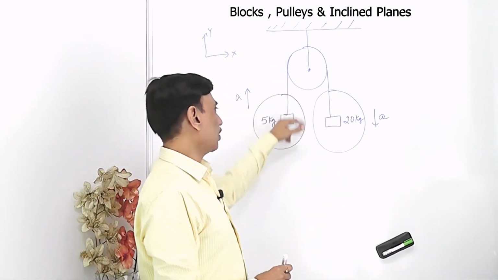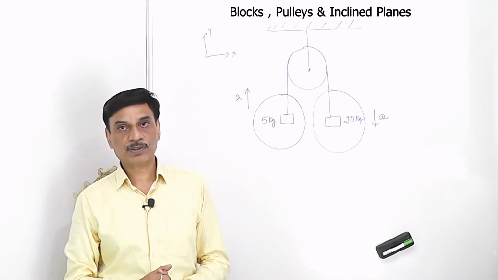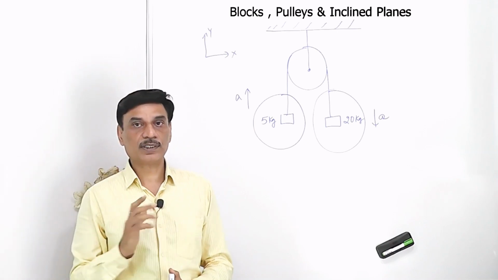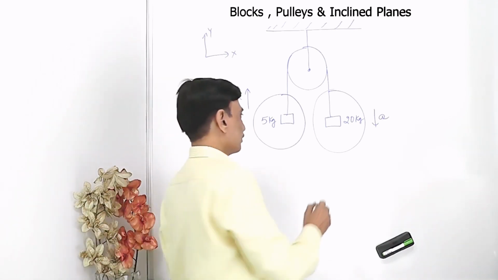So we have isolated the bodies by drawing the circle. So the first step of the free body diagram is done, that is, isolate the bodies diagrammatically. Then draw forces. Let's draw forces.